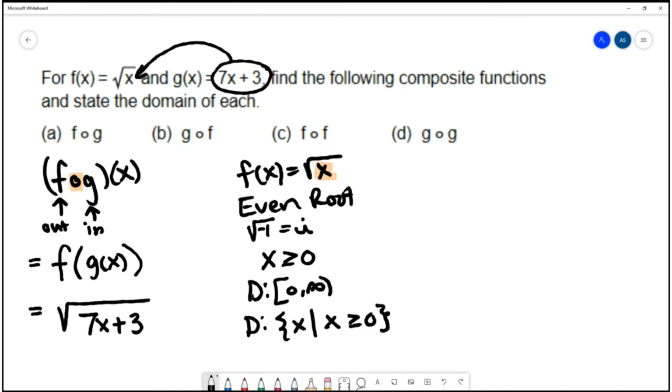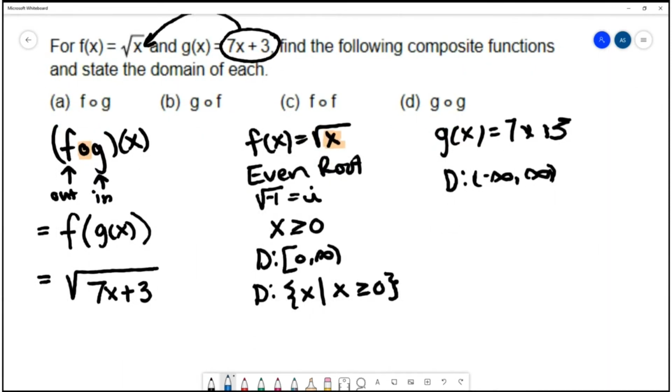The second function, g of x, is 7x plus 3, and this is a linear function, more generally a polynomial. And the domain of every polynomial function is all real numbers. There are no restrictions on that domain. So we say negative infinity to infinity.